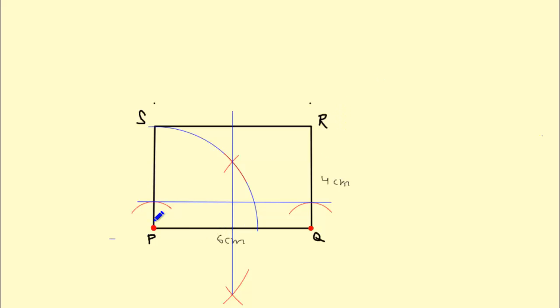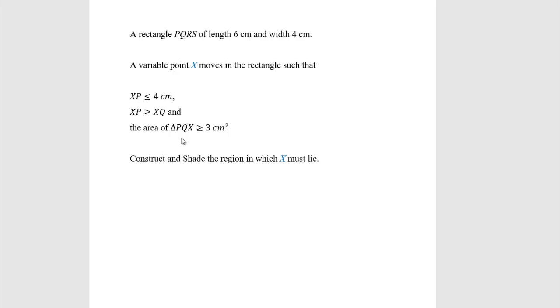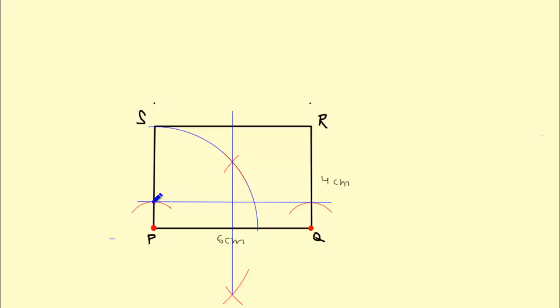And the locus point X is moving on this line as well. If it is moving on this line, the area of the triangle PQX will remain 3 centimeter square. Now, according to this condition, the area of the triangle should be greater than or equal to 3 centimeter square. So greater means that the point is moving on this parallel line, and it may also be moving on the upper side of this parallel line.